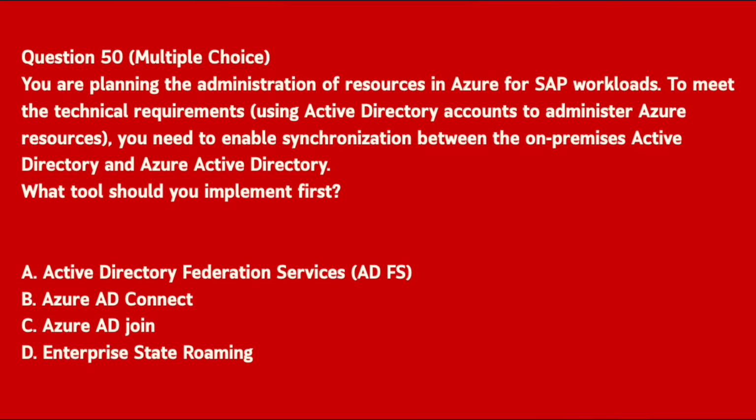You are planning the administration of resources in Azure for an SAP workload to meet the technical requirement of using Azure Active Directory accounts to administer Azure resources. You need to enable synchronization between the on-premises Active Directory and Azure Active Directory. What tool should you implement first? Active Directory Federation Services, Azure AD Connect, Azure AD Join, or Enterprise State Roaming?